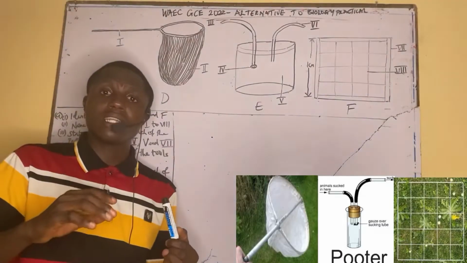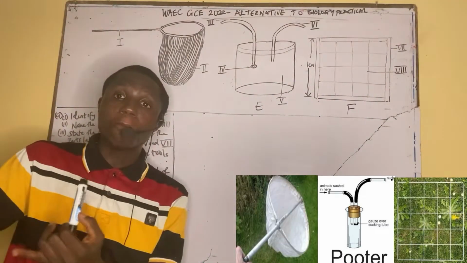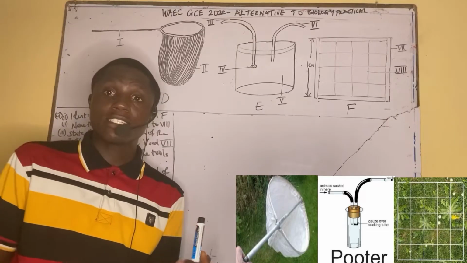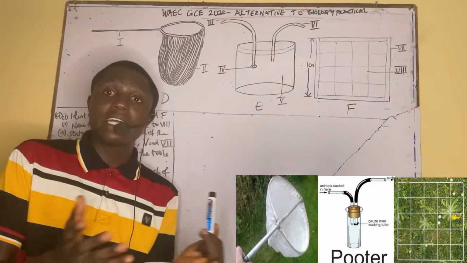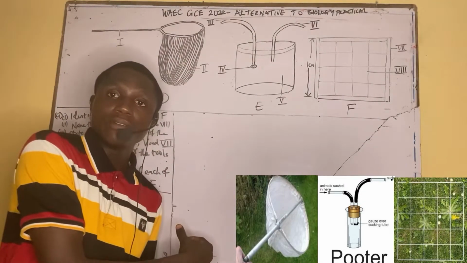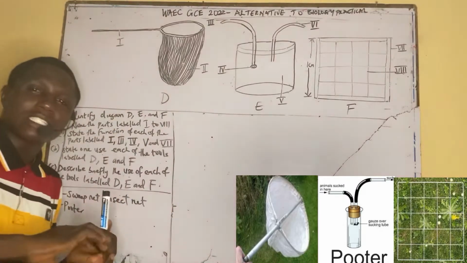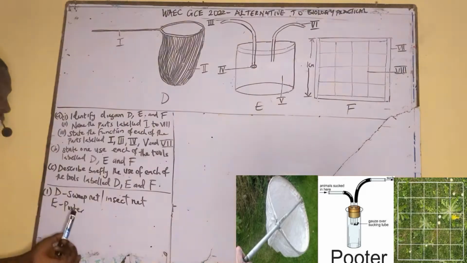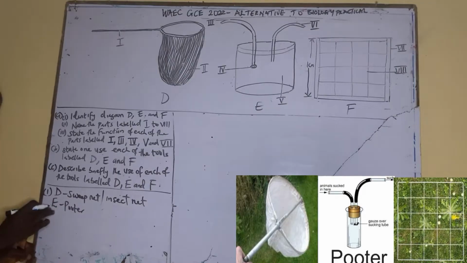organisms that are called invertebrates, organisms without backbones, such as the earthworm, the annelids. They are invertebrates. We use the putter to collect tiny invertebrates. Those are the organisms that we use E to collect.